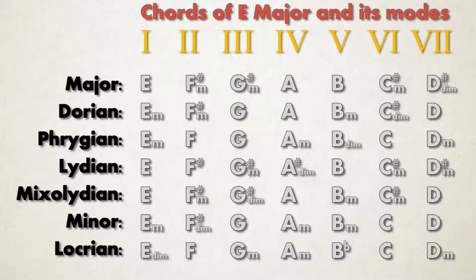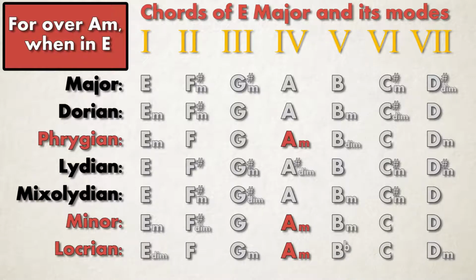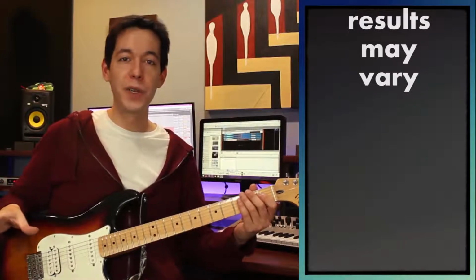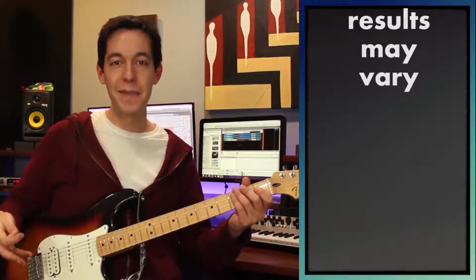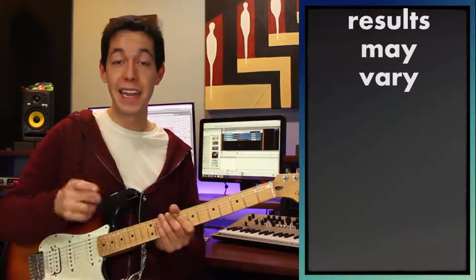Well, I've got E minor has an A minor in it, E Phrygian has an A minor in it, and E Locrian has an A minor in it. So those would all be choices for me to play over that A minor chord. Now I'll tell you right now, not all those choices are going to sound good. The one we're going to go with is the one that sounds best in my opinion, and that's just major to minor. But like I said, you should experiment.